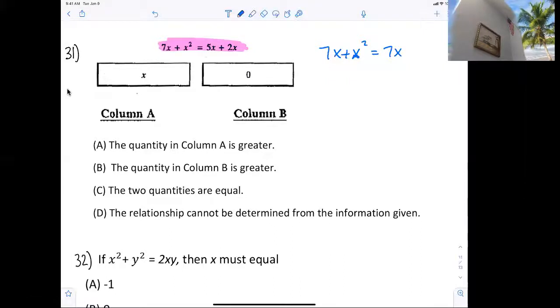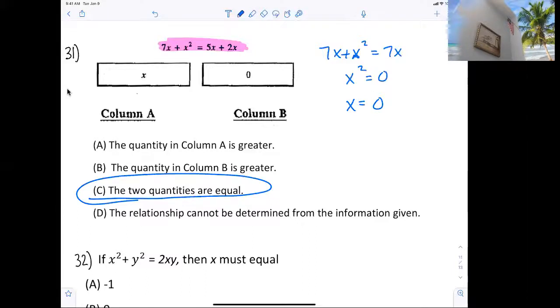So what happens to the 7x's? So I have what? X squared equals 0. Does everybody agree with that? So what squared is 0? 0. Does everybody agree? So x must be what? So is column A bigger, column B bigger? Are they equal, or do we not know? They're equal.